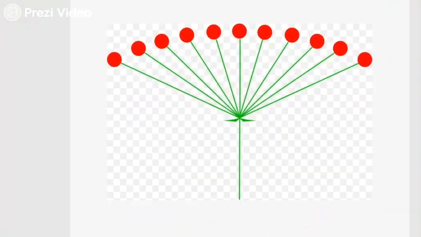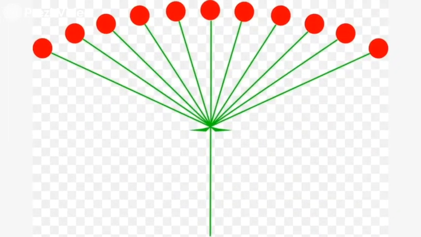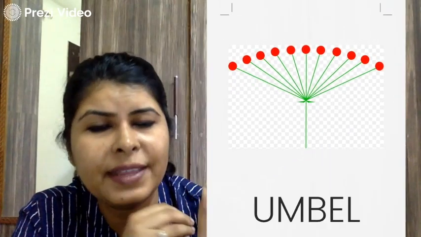The next type is the umbel. In the umbel, the peduncle is condensed to a single point. As you can see in this diagram, the peduncle is condensed to a single point and therefore all the flowers appear to rise from the same point on the peduncle. Again, what you will observe from the top is the oldest flower at the circumference and the youngest flower at the center.